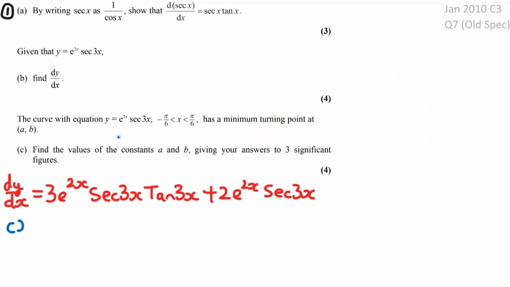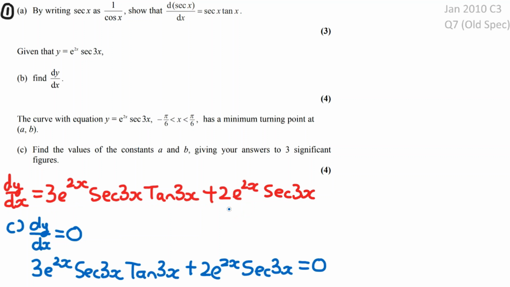So for part C, we're told the curve with the equation that we figured out dy over dx for in part B has a turning point in this interval at AB, and we need to find what AB is. So remember, we've talked about this before, a turning point exists when dy over dx is equal to 0, and as we figured out dy over dx in part B, we can set this equal to 0, and then we just need to find x.